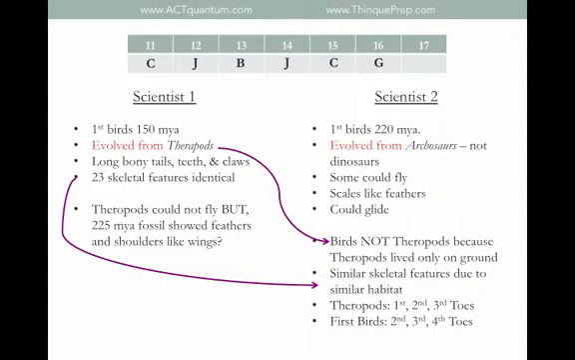And number 17. Theropods are thought to have been endothermic, whereas archosaurs are thought to have been ectothermic. This information supports the viewpoint of which scientist? So endothermic is just a fancy way of saying warm-blooded, and ectothermic is a fancy way of saying cold-blooded. Well, if you think back to elementary school, you learned that birds are warm-blooded creatures. So this information would support the viewpoint of Scientist 1 because birds are endothermic, or warm-blooded.